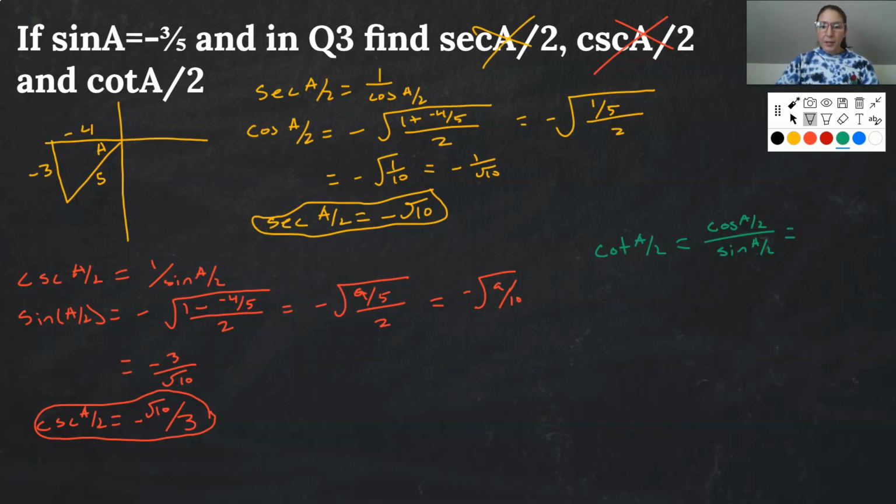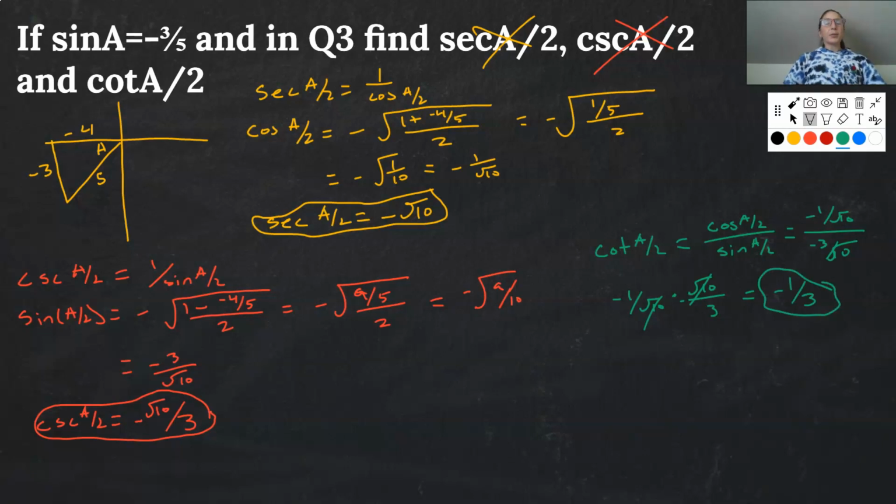What is cosine of A over 2? Boom. I got it. What is sine of A over 2? Here. Square root of 10. Okay? Negative 1 over root 10 times, flip this over. This one is also negative, negative, negative, so we'll get a positive. Root 10s will cancel, negative 1/3.